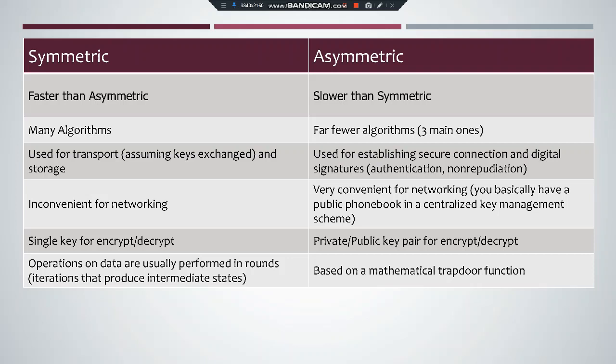Symmetric uses one single key, and asymmetric uses, as I mentioned, a private-public key pair for encrypt-decrypt, and this operation works vice versa. Symmetric operations on the data are usually performed in rounds. It's either a block cipher or a stream cipher. Stream cipher would not be rounds, but block cipher there would be rounds where each iteration produces an intermediate state. And asymmetric is based on something called a trapdoor function, where it is very easy to compute, but not so easy to reverse.